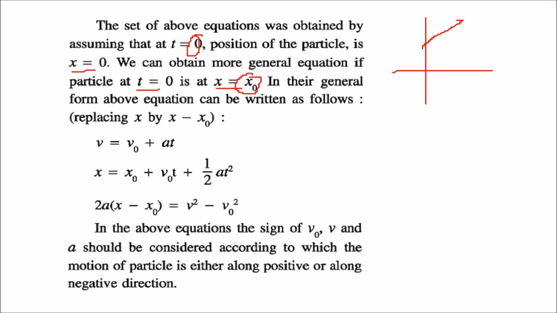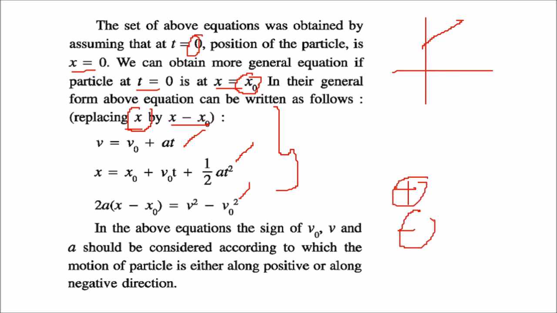So what we can do here is, wherever x is there in the equations, we have to replace it with x minus x0 to make it more general. So these are the three equations when we put x equal to x minus x0. In these equations, v0, v and a have to be considered according to whether the motion of the particle is in the positive or negative direction. So while you are putting any value here, you have to put the value with proper sign.